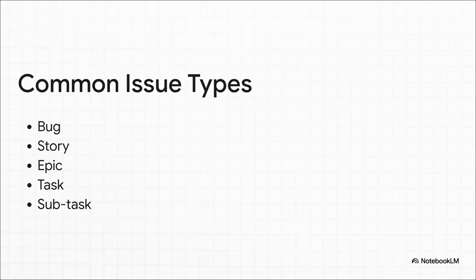But here's the thing. Not all work is created equal, right? That's where issue types come into play. A bug? That's pretty self-explanatory. A story usually describes a new feature from a user's point of view. Got a really big story? Well, that's an epic, which you can break down. A task is for other technical jobs, and a subtask lets you split any of these into smaller, manageable steps.